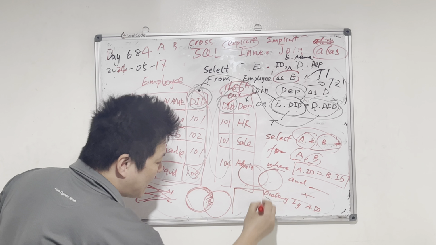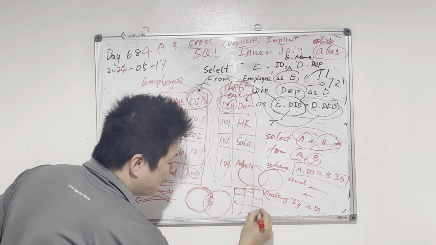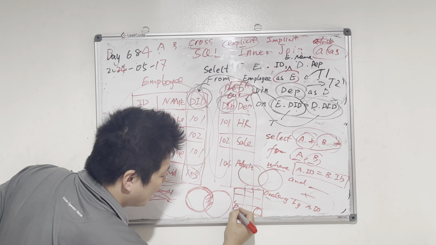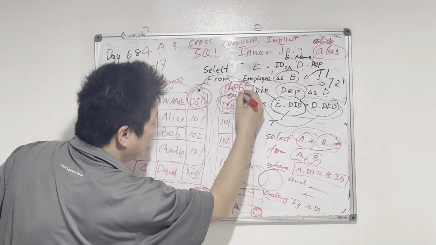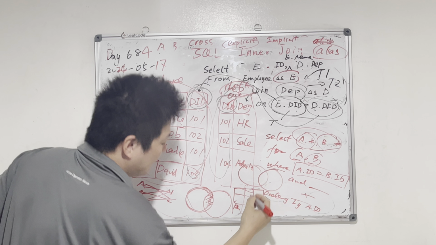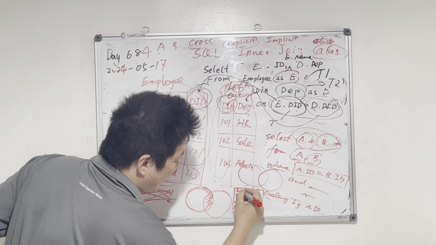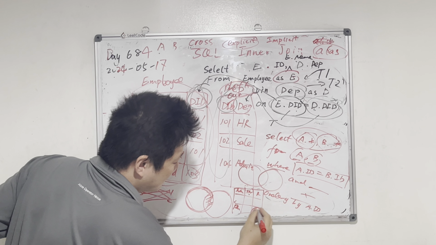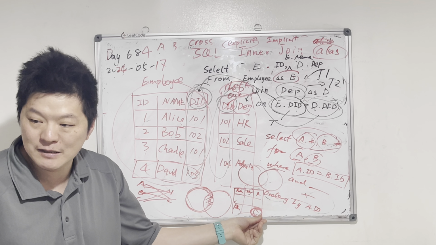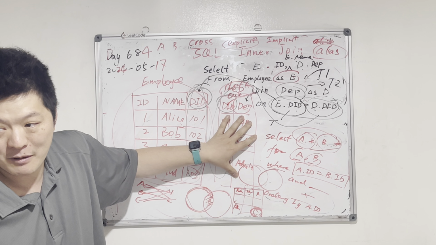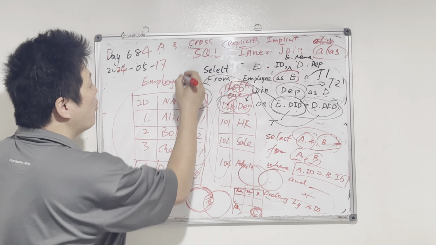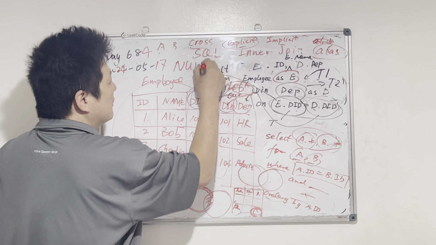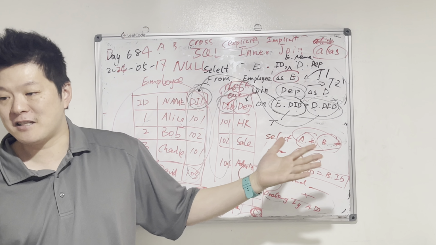In the result table, what should we put for David? This is David here, right? So what department name? This is department ID, the name, department ID, department name. So this part is missing from the second table. So we just put the keyword null. That's it. That's the left join.